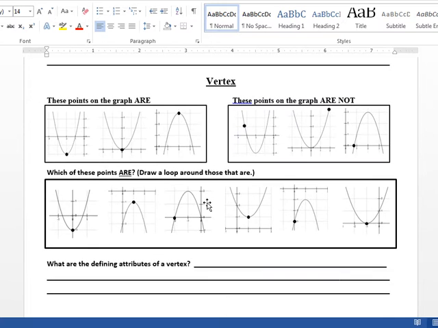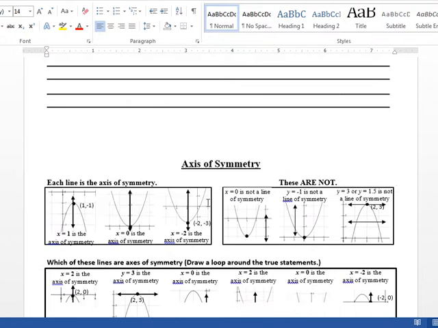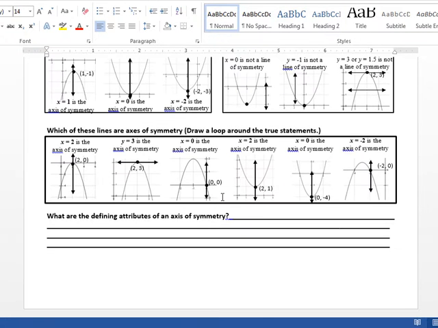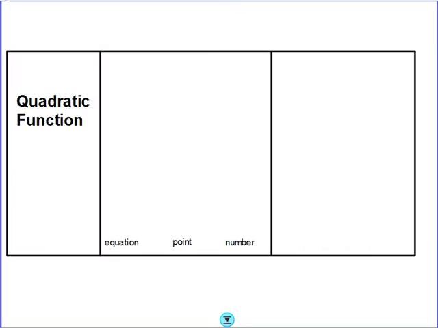So you're going to go all the way until you get to the page. You're going to define all of these, and when you get to the page that has a table on it, that's where you can stop and come back to the video. So if you haven't already completed this part of the notes, you need to go do that now. Okay, so once you have finished that part, now we're going to fill in this table.